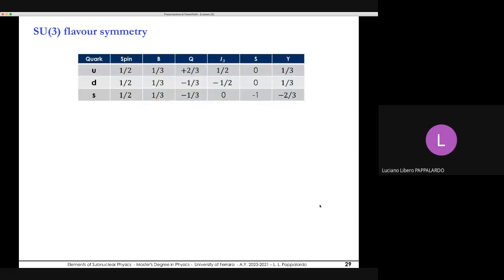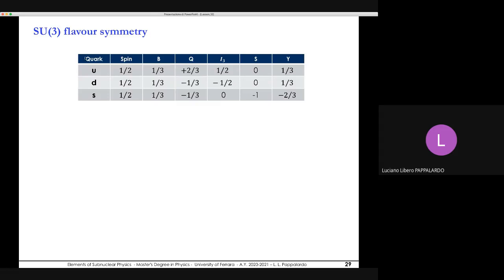Now let me summarize the results in this table. So we have 3 quark flavors, up, down, and strange. They are all spin 1/2 fermions. They all have the same 1/3 baryonic number. This is the electric charge. This is the third component of isospin, plus 1/2 for the up quark, minus 1/2 for the down quark, and 0 for the strange. Then we have the strangeness, which is, of course, 0 and 0 for the up and down, and minus 1 for the strange. And then we have this hypercharge that we just calculated. It is 1/3, 1/3, and minus 2/3.